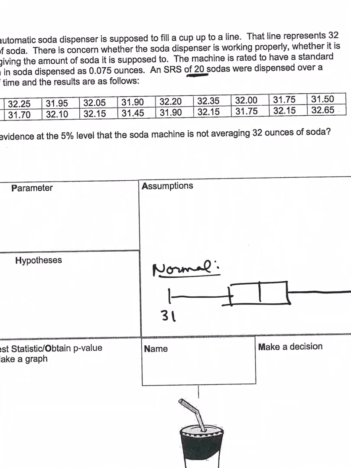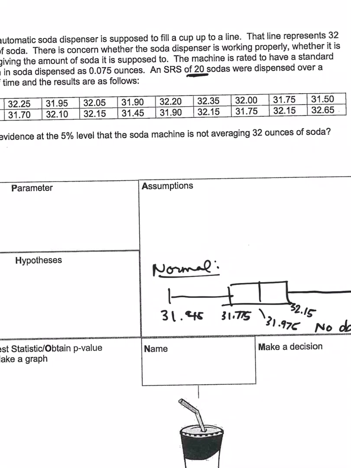And this is 31.45. This is 31.775. This is 31.975. This is 32.15. And this is 32.65. What do you notice about this guy? No obvious skew or outliers. So approximately normal. Okay, we're going to assume the rest of the assumptions get met.